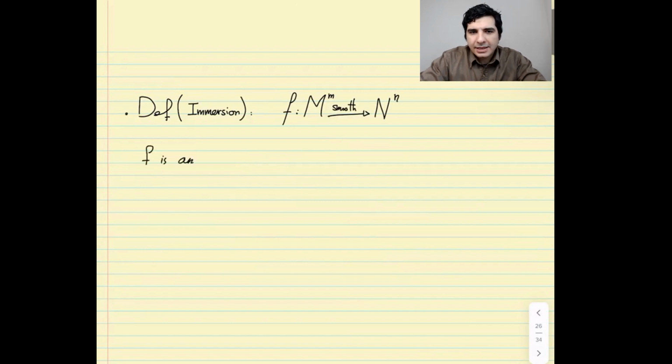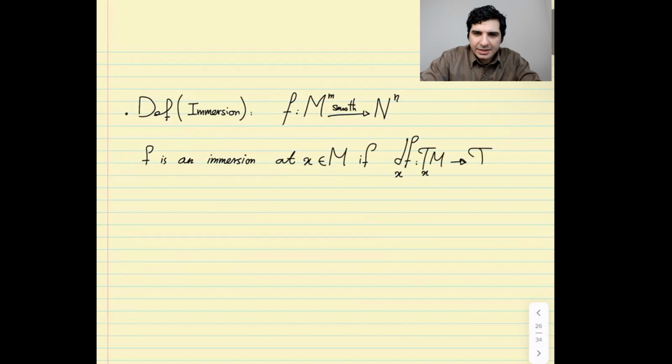Okay, so I would say f is said to be an immersion, this map, if it satisfies this property. I would say it's an immersion at the point x in the domain if the derivative of f at the point x, which we know should be understood as a map from the tangent space of M at x to the tangent space of N at f(x), is injective.